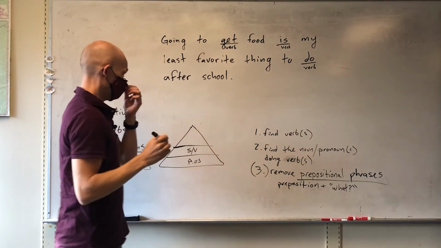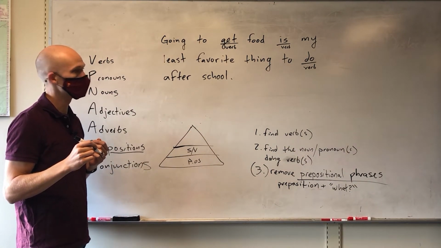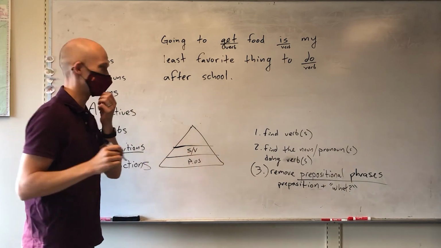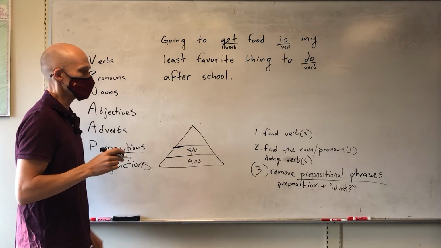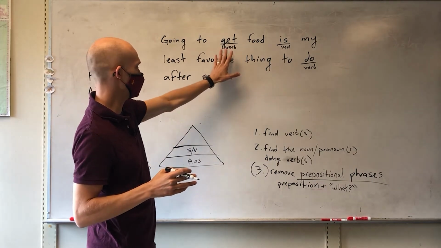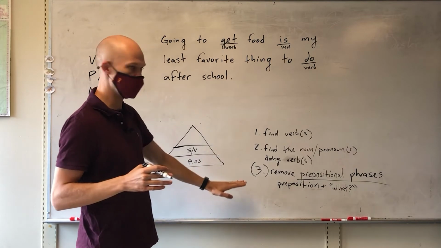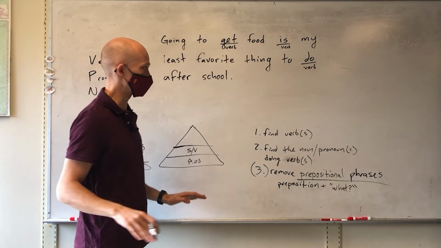Okay. Anything else? I'm glad no one said going. Good. You've got it down. All right. So we found our verbs, and then you're finding the thing that's doing each one of these. It's confusing. So you're just going to go right to step 3 and try and simplify this sentence.